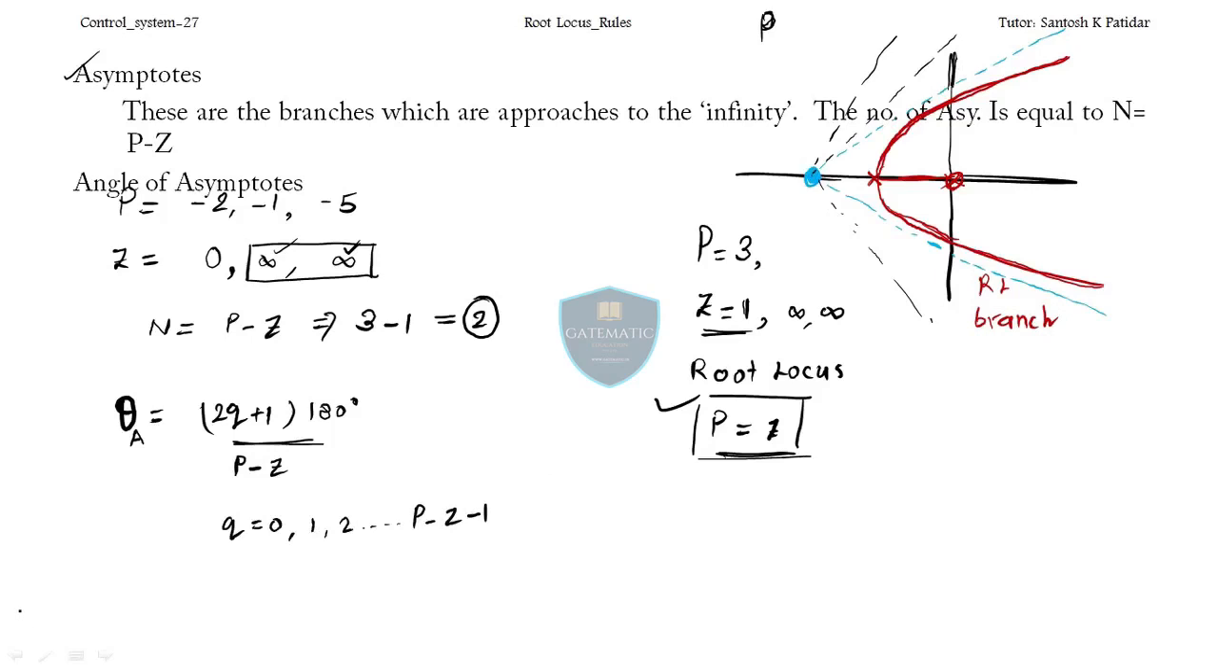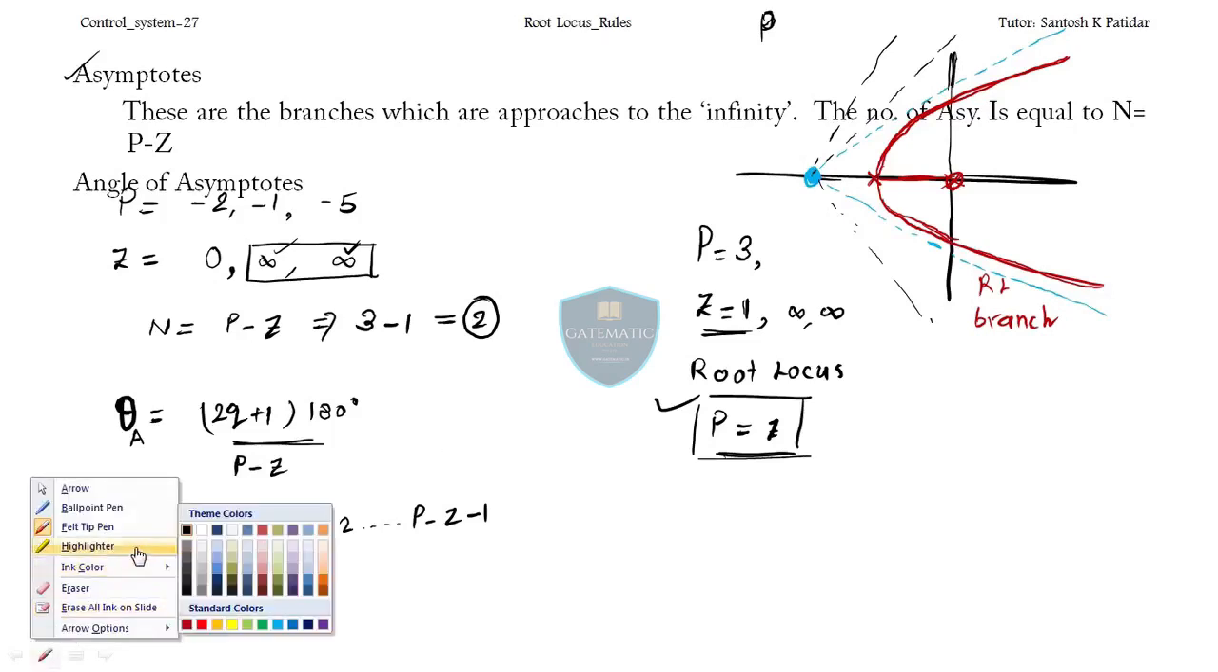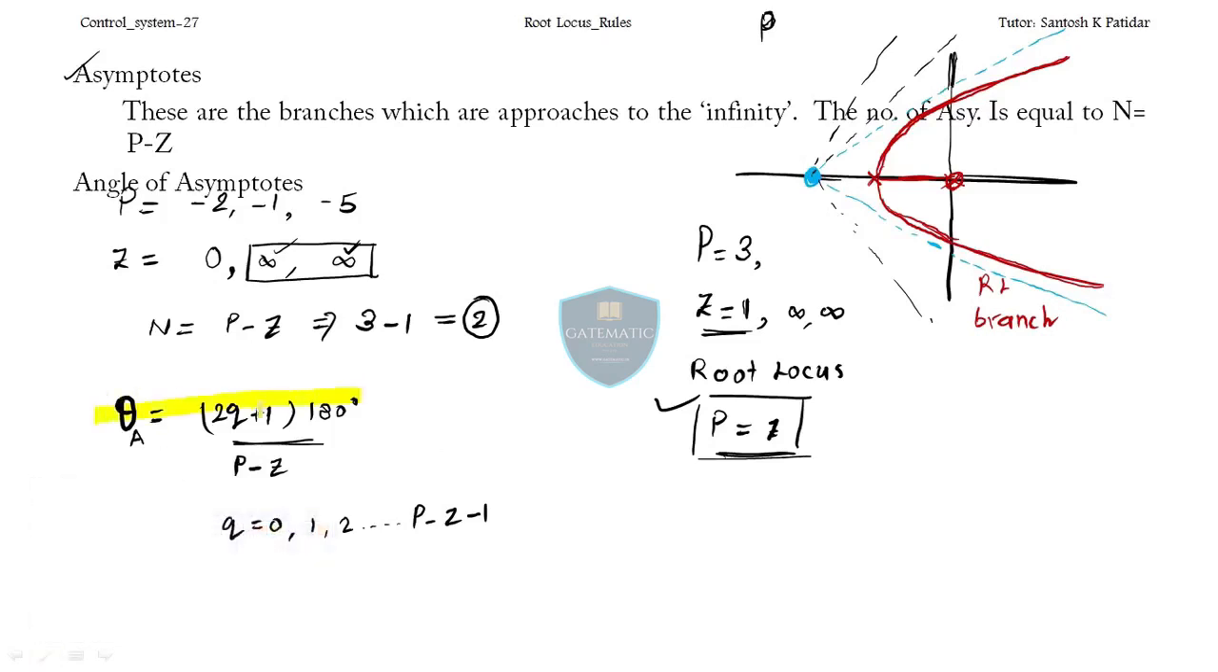Okay friends, is it okay to you? So this is the angle of asymptote. Wait a minute. The angle of asymptote, see this line, these are the asymptotic lines. These lines are making the angle with the real axis. This angle is given by theta a. The formula is 2q plus 1 into 180 degree divided by p minus z, where p is the number of poles, z is the number of zeros. Okay, is it okay to you?